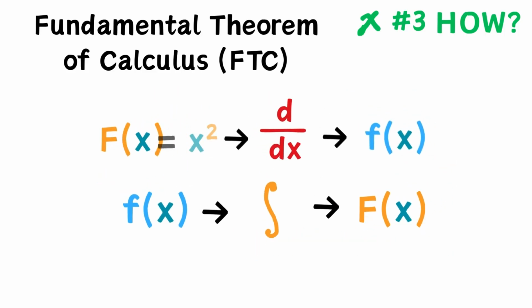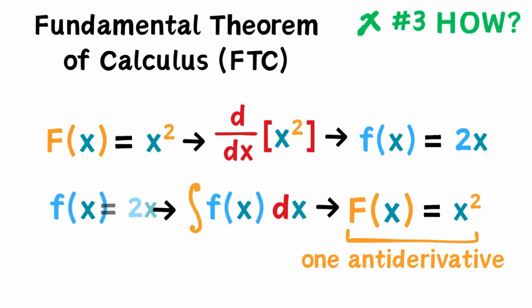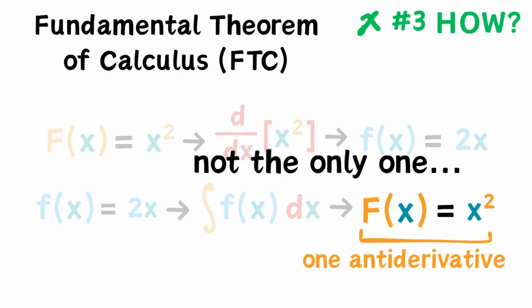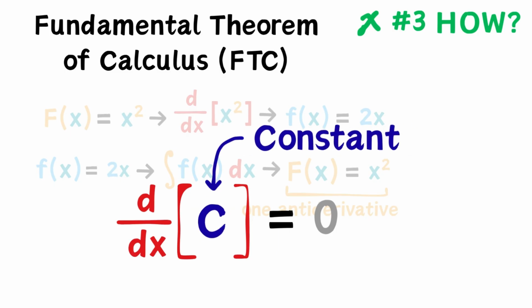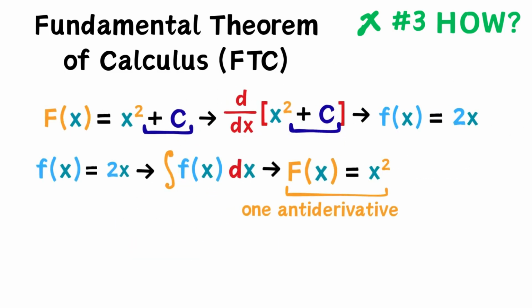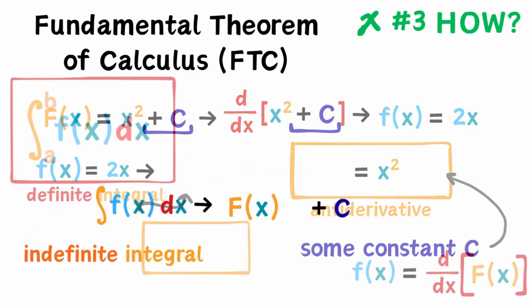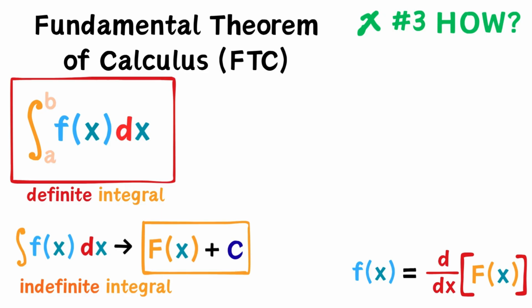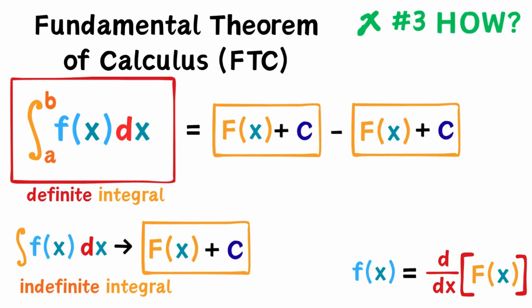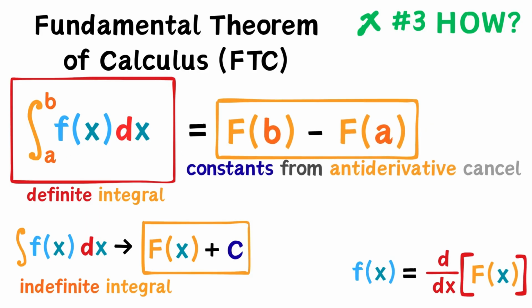For example, the derivative of x squared is 2x. So x squared is an antiderivative of 2x. But it's not the only one. The derivatives of all constants are 0. So if we added any constant to x squared, the derivative is still 2x. So when we're dealing with indefinite integrals, we have to make sure to include a plus c at the end. For definite integrals, we have a bound. This implies that the integral is equal to the difference between the antiderivative evaluated at the upper and lower bounds. The constants will cancel out, and that leaves us with the differences of the antiderivatives.